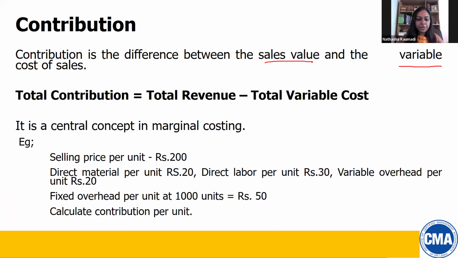Here, you have another small example. Why don't you do it? Very small one. Selling price per unit is 200 rupees. Direct material per unit is 20 rupees. Direct labor per unit is 30 rupees. Variable overhead per unit is 20 rupees. And then fixed overhead per unit at 1000 units is 50 rupees. What is the contribution per unit? Calculate the contribution per unit, please.